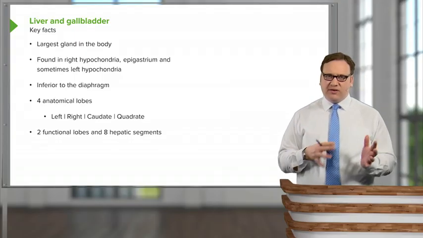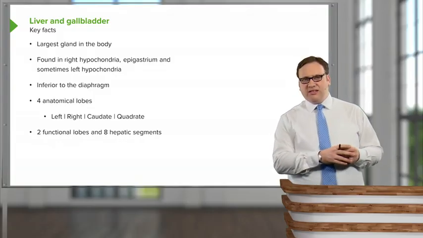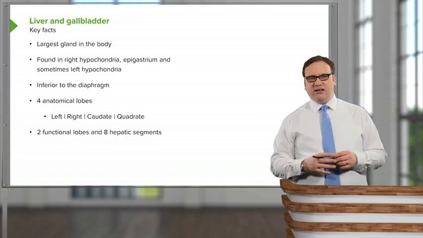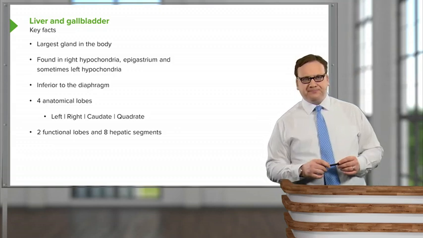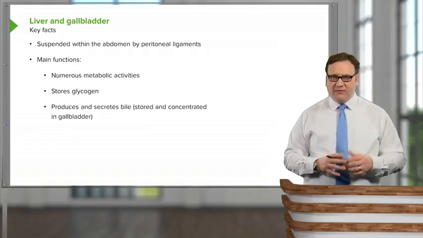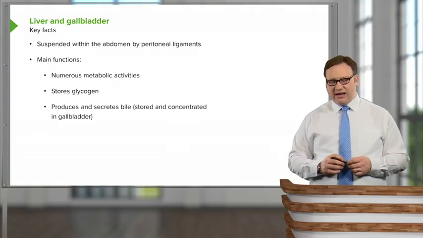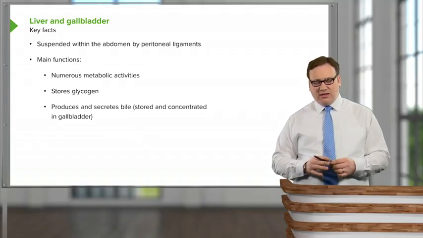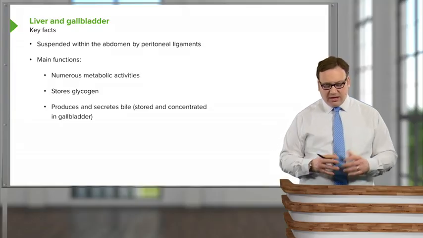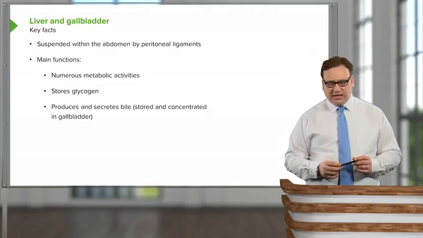But they have 2 functional lobes based on branches of the hepatic artery, and these functional lobes can be further divided into 8 hepatic segments, which we'll explore later on. The liver is suspended within the abdomen by peritoneal ligaments, primarily via coronary ligaments that suspend it from the diaphragm. And I've mentioned the numerous functions of the liver, its metabolic activities, storing glycogen and producing bile.